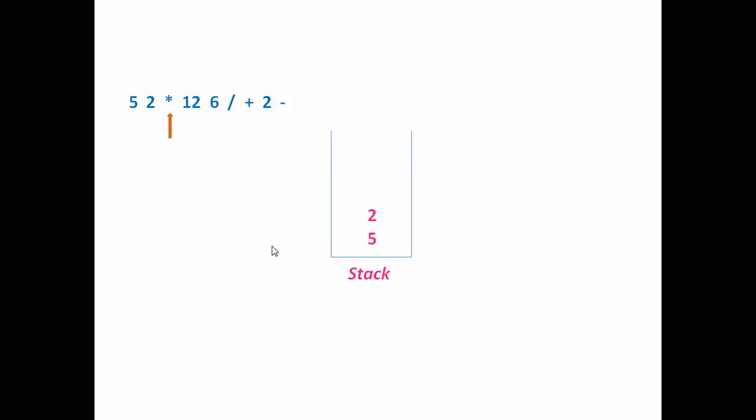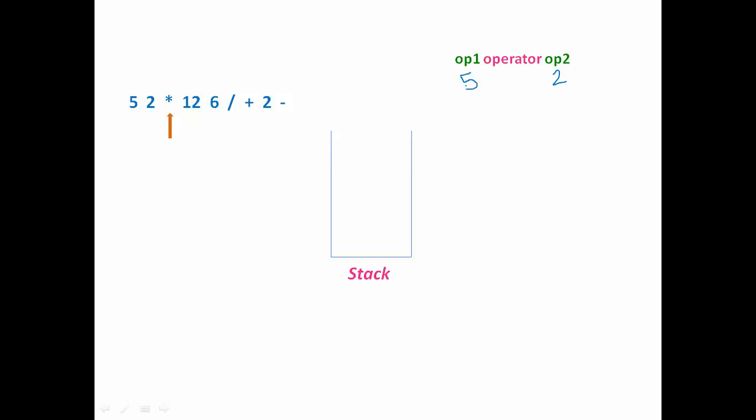It is an operator. If an operator is encountered, we will pop the top two operands from the stack and perform the operation. Here we will pop 5 and 2 from the stack and apply multiplication on these two operands. First we will pop 2 and store it to a variable, let's say operand 2. Then we pop 5 and 5 will be stored to operand 1.